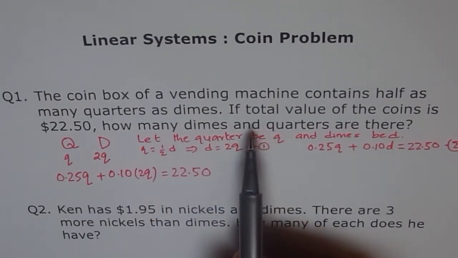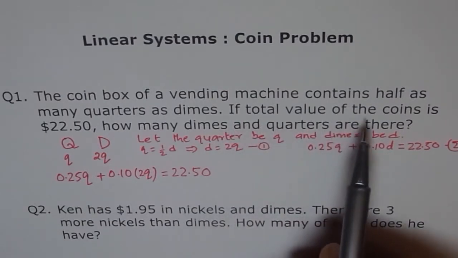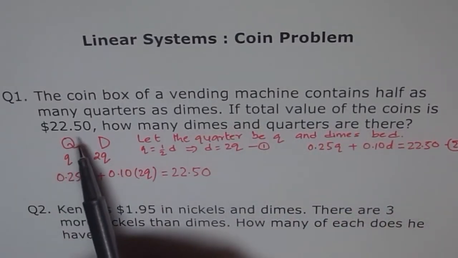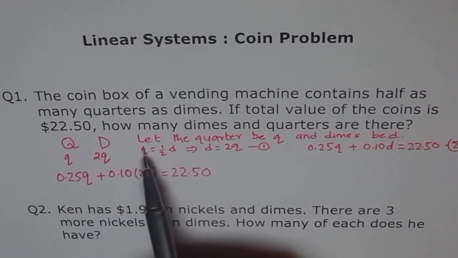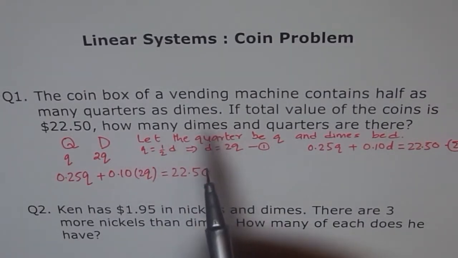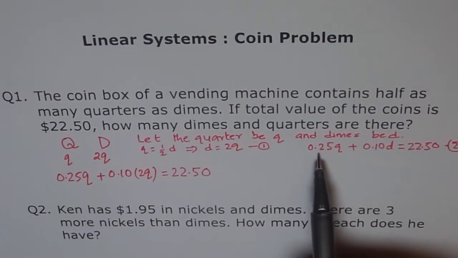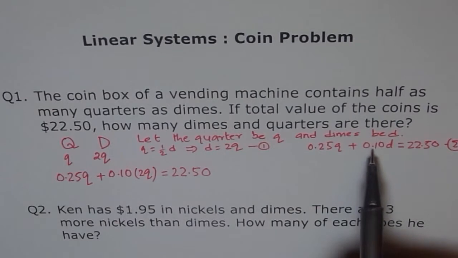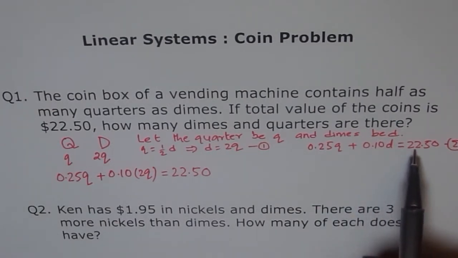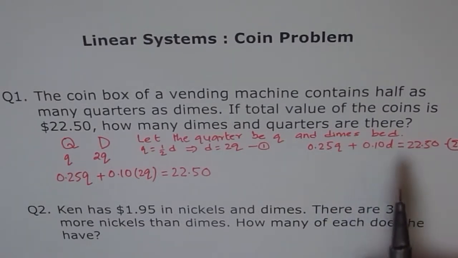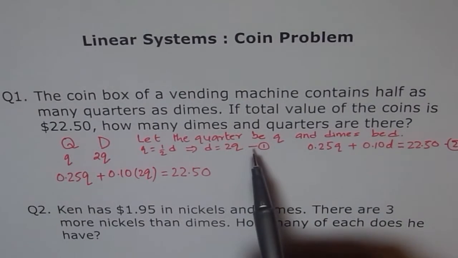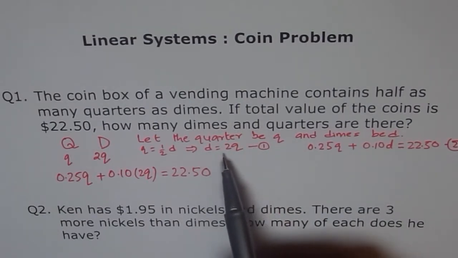Now the second statement is, total value of the coins is $22.50. Total value will be how much? Quarters should be multiplied by 25 cents and the number of dimes should be multiplied by 10 cents. So 0.25 times Q plus 0.10 times D gives me $22.50. Now here we got two variables. It's very difficult to solve with two variables and one equation, so we take help of the second equation. The second equation said D is 2Q.